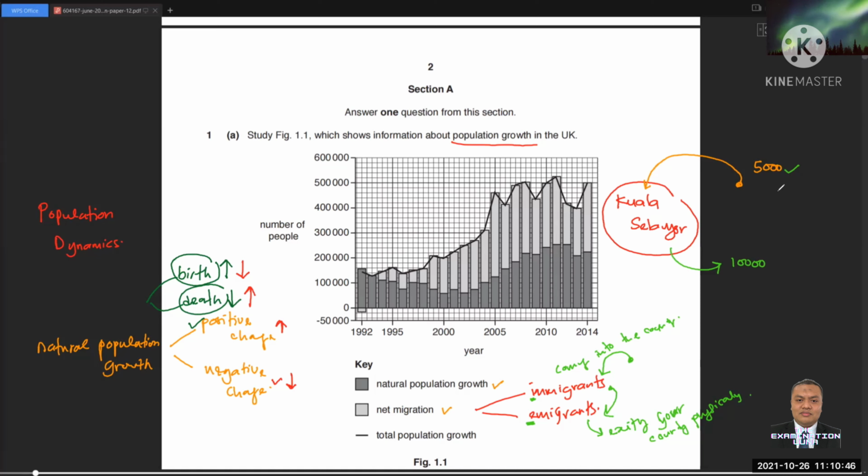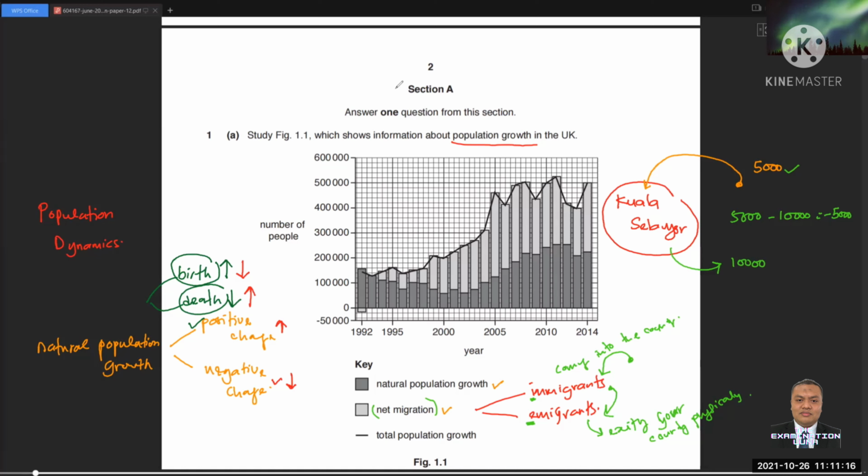10,000. 10,000 people are leaving Kuala Selangor, maybe for KL, maybe for PJ. So this 10,000, actually, you minus this. 5,000 minus 10,000, you get negative 5,000. This is what we call as the net migration for Kuala Selangor. Maksudnya dia the negative net migration. Negative net migration means that more people are leaving than the number of people who are coming into the states or who are coming into that place. We call it as the negative net migration.